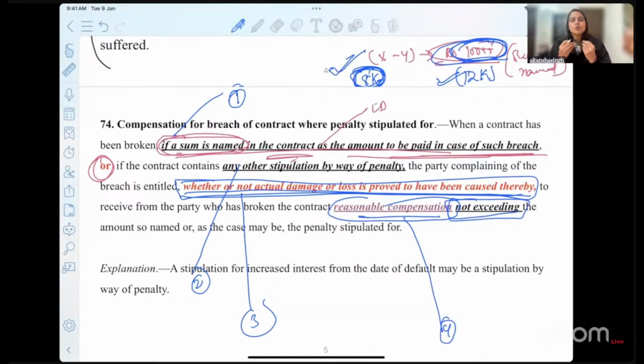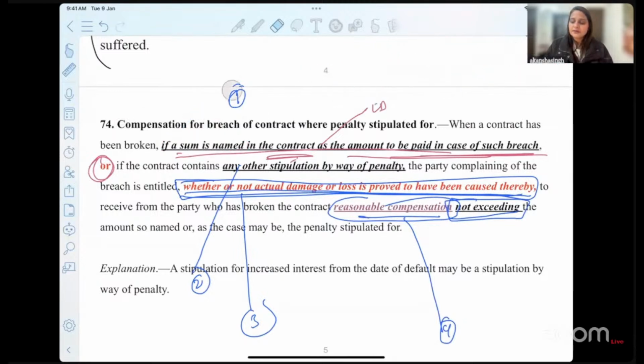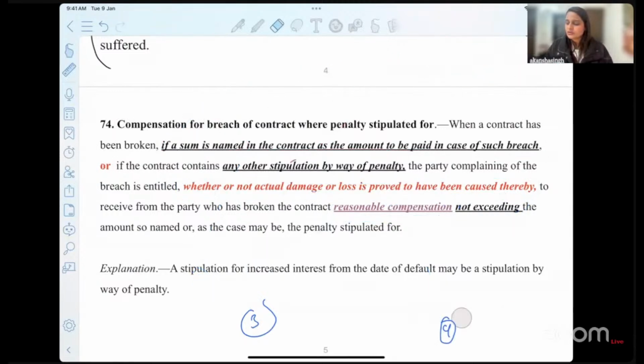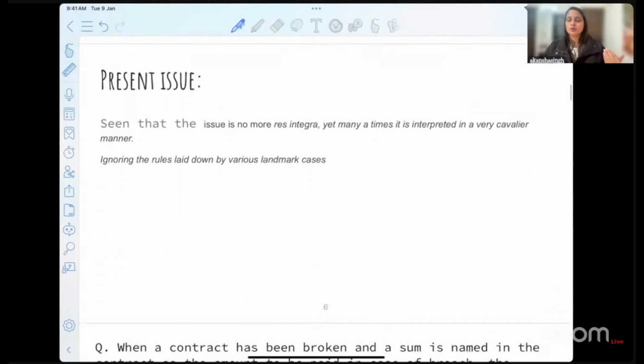So these are quick points that we have tried to understand from the bare text of section 74. Now when we move ahead, we will find the different case laws related to this. I hope you've understood these four essential ingredients which I've tried to pick from section 74, and this is how we are going to build on the concept.